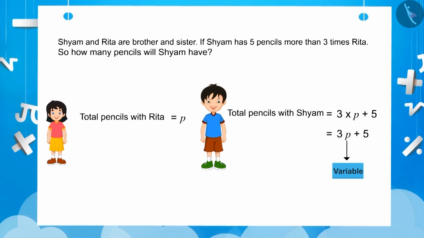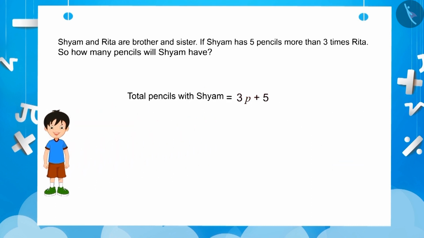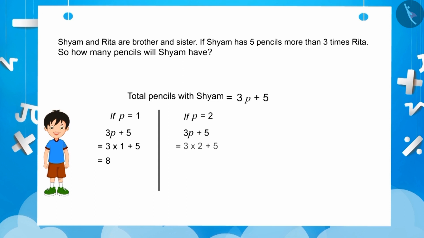Now let's find out the total number of pencils with Shyam. To find the total number of pencils with Shyam, we have to find out the value of P because the number of pencils with Shyam depends on the number of pencils with Rita. Different values of P will give different values to the expression 3P plus 5. If P is equal to 1, then the value of 3P plus 5 will be 8, or if P is equal to 2, then the value of 3P plus 5 will be 11.